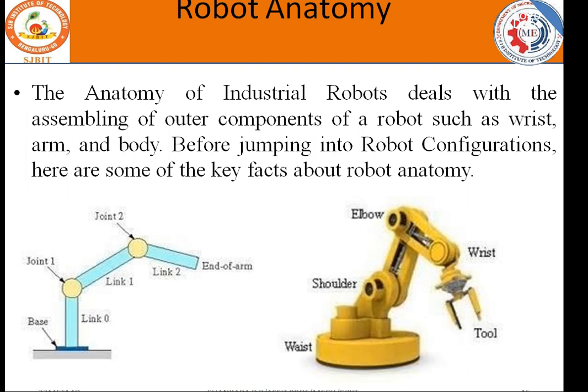When you take the robot anatomy, it is the assembly of the outer components of the robot such as wrist, arm and body. Before jumping into robot configuration, here are some key facts about the robot anatomy. At the base it is fixed. At joint 1 and joint 2, the links are established. Between joint 1 and joint 2, those are known as links. At the end, there will be an arm. So the robot is fixed with respect to the base. With links, joint 1 and joint 2, it is going to actuate, and at the end of the robot there will be a wrist where it will be able to hold the required tool and carry out the operation.